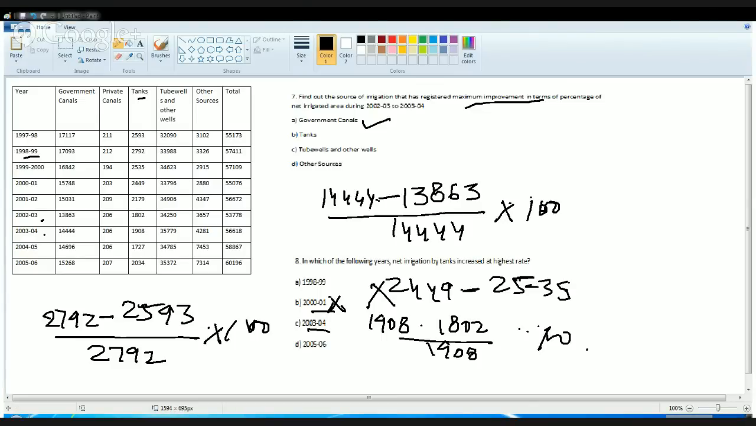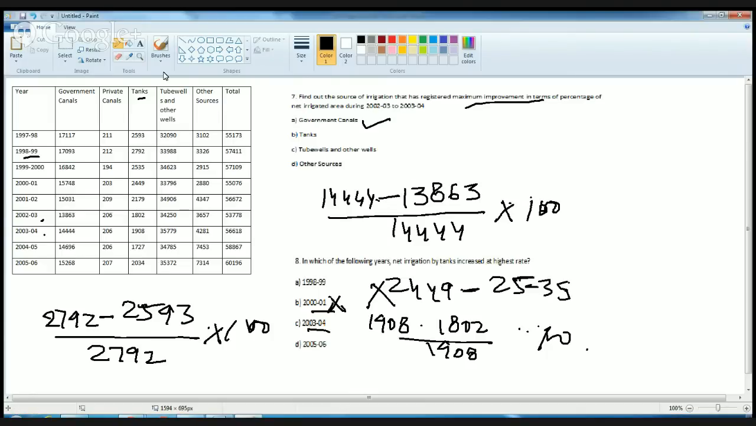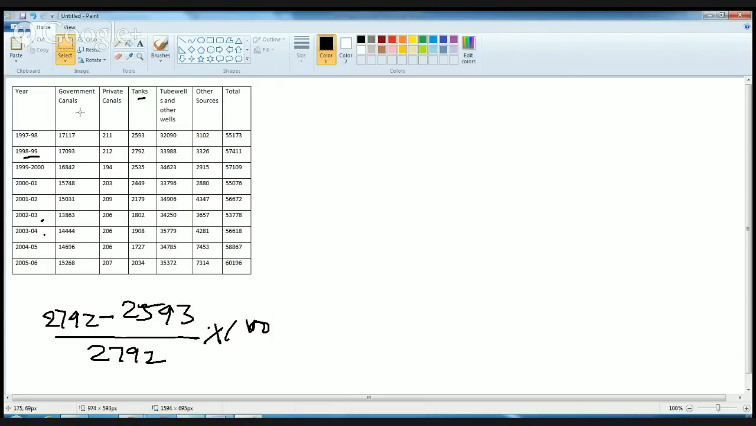Now the next question in this series is, identify the source of irrigation that has registered maximum negative growth of net irrigated area in the table. So which has registered maximum negative growth? So what we can do in this question is, we can try to calculate.